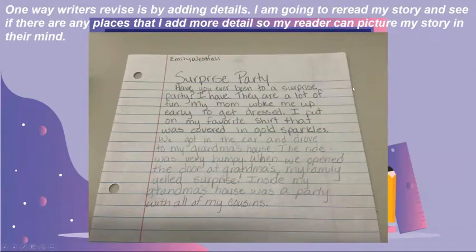One way writers revise is by adding details. I am going to reread my story and see if there are any places where I can add more details so my reader can picture my story in their mind. I am going to read my story out loud so that I can really hear what's going on. So when you reread your story, read it out loud to yourself.